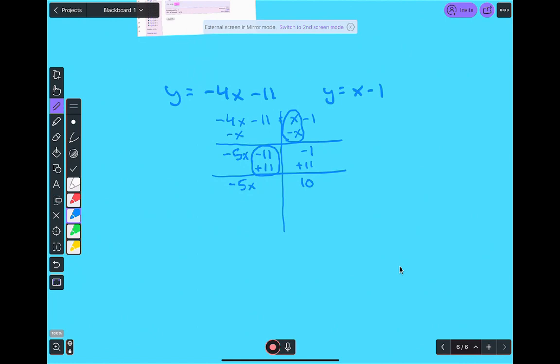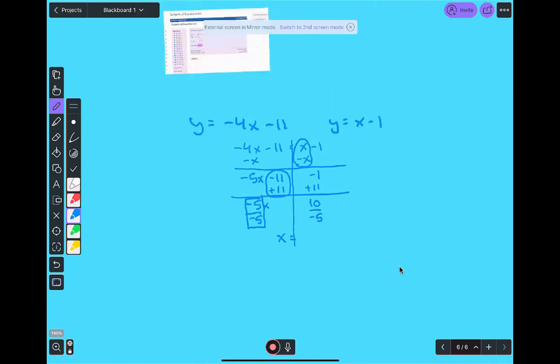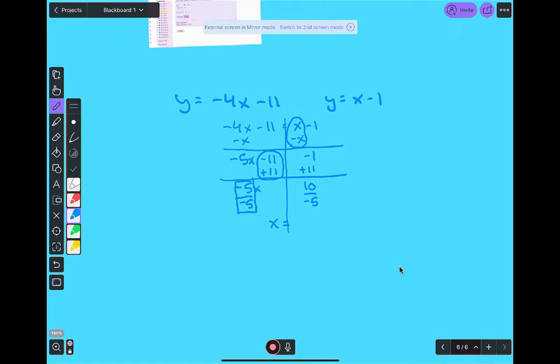Now to solve for 1x, I'm going to divide both sides by negative 5. If I divide one side by negative 5, I have to divide the other side by negative 5. Negative 5 divided by negative 5 is 1. So I just have x on the left side. And 10 divided by negative 5 is going to be negative 2. So I have done part of the problem. I have x is equal to negative 2.